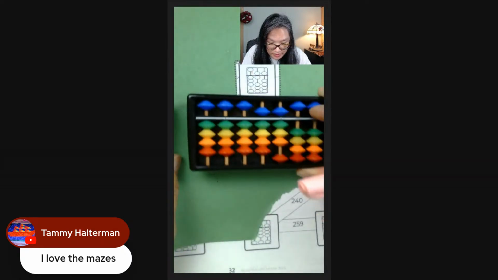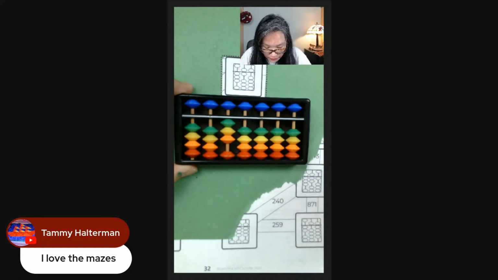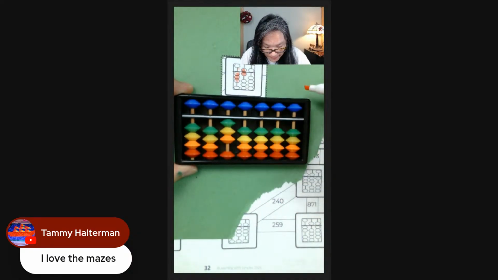So our next number is what? We have hundreds. So this is my hundreds. This is my tens. And then this is my ones. What number?